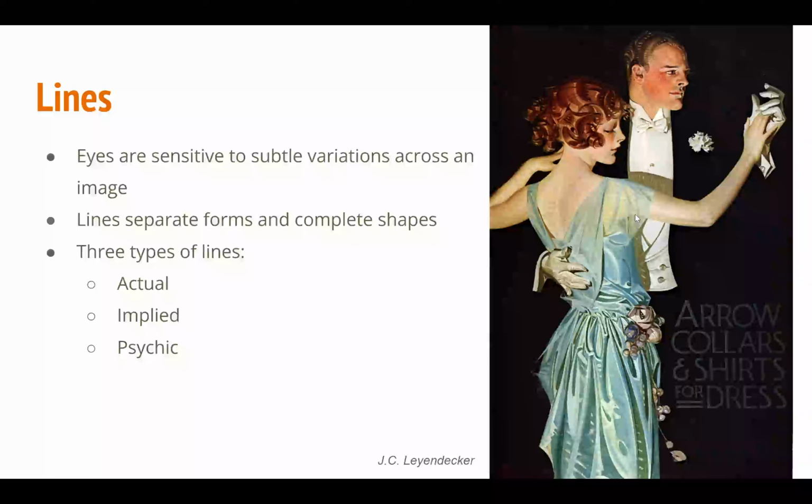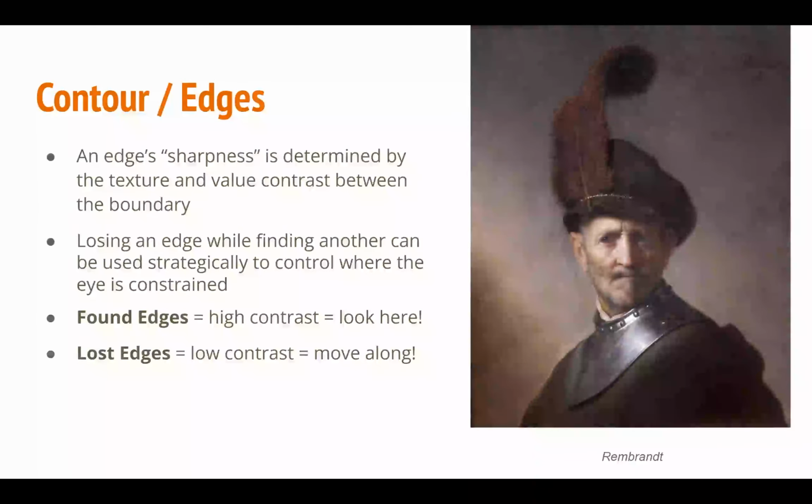It creates a shape. So lines separate forms and complete shapes, right? They're what gives us the sense of an object with just two-dimensional marks. So we have three different types of lines. We have actual lines, we have implied lines, and we have psychic lines.